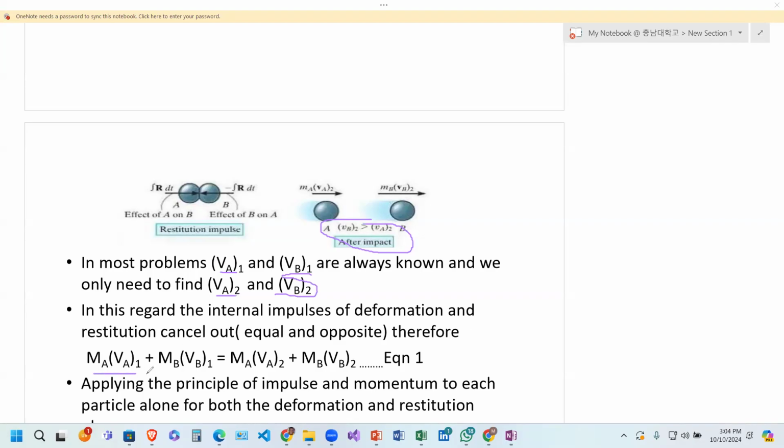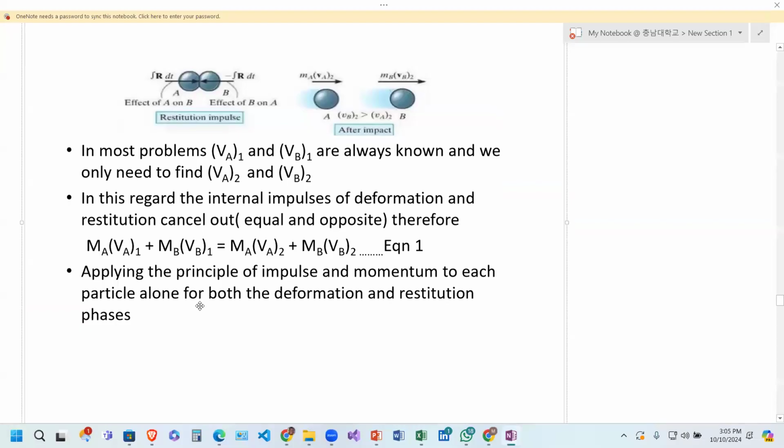Therefore, we go back to the principle of conservation of momentum, which means that the momentum of particle A plus the momentum of particle B before collision should equal the momentum of particle A plus the momentum of particle B after collision. That means momentum before collision equals momentum after collision. I remember those things, you guys still recall. Now, applying the principle of impulse and momentum to each particle alone for both the deformation and restitution phases, we can carry that out.